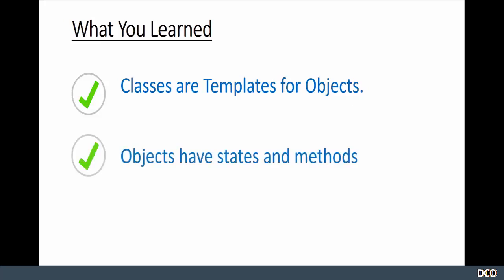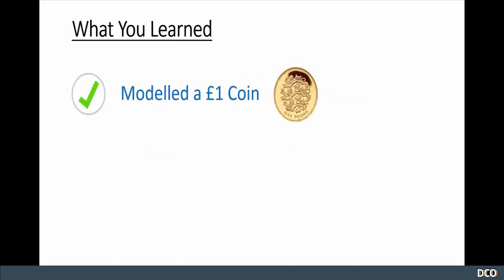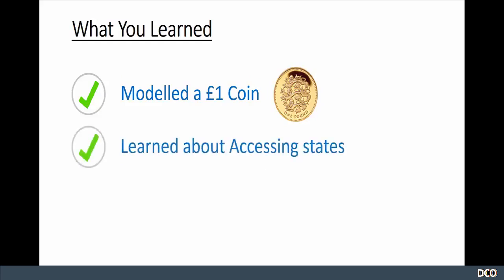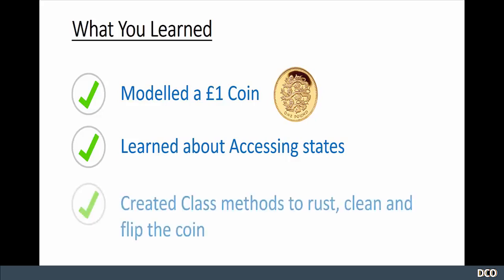Now, objects, just like in the real world, have two things. They have states and they have methods. In your class, you use variables to create the states, and you use functions or methods to create the behaviors for your objects. We jump right in and we created our very first object and a class, which was a model for a pound coin. We learned about how you can access the states of this object by using the full stop syntax. For example, if we had an object called coin1 or an instance called coin1, coin1.value would get the value of the coin, and you could change these states as well. You could say coin1.color equals green, for example, if you wanted the coin to rust.